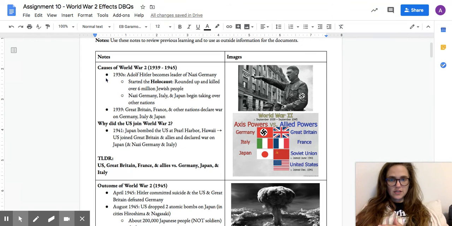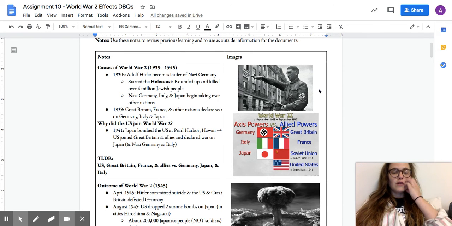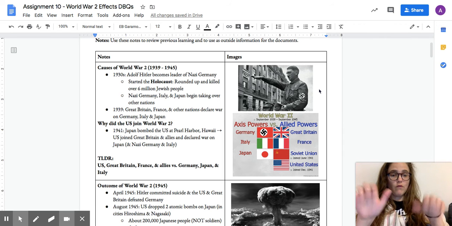In the 1930s, Adolf Hitler, the guy right over here, became the leader of Germany, okay? Nazi Germany. And he started what we know as the Holocaust, okay? Which included Germany rounding up and killing over 6 million Jewish people, all right? They were very anti-Jewish. And Nazi Germany teamed up with Italy and Japan, and each of these countries started spreading out and trying to take over other countries around them in Europe and Asia.